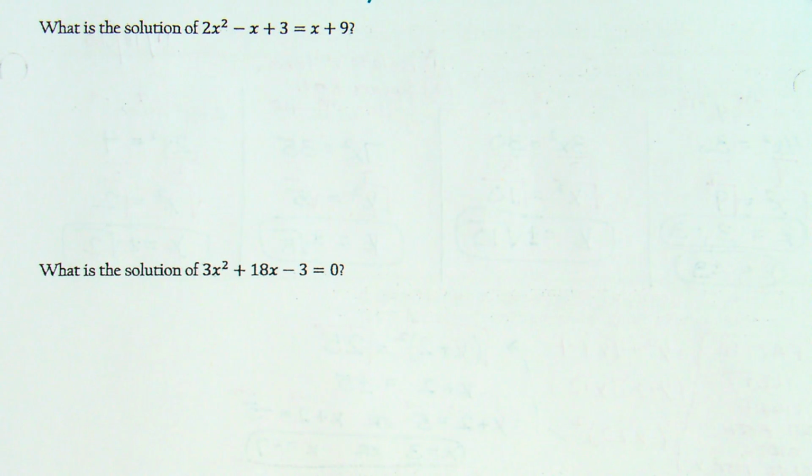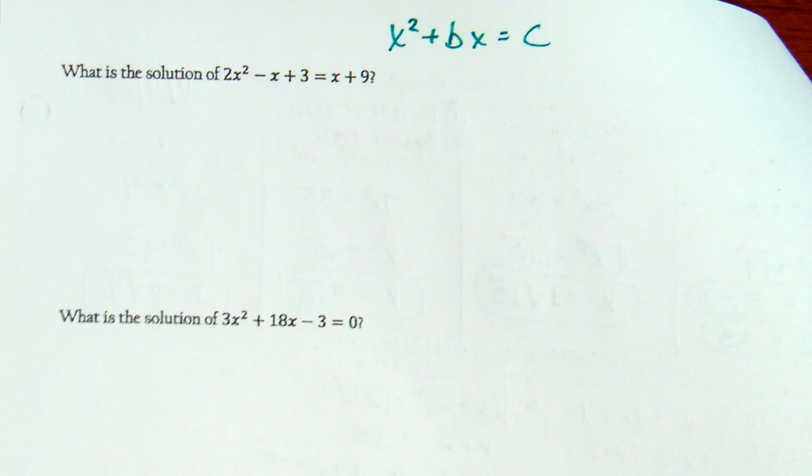Our first problem is 2x squared minus x plus 3 equals x plus 9. What was step 1 we learned yesterday? Go down to the bottom of the front side, the steps for completing the square. Rewrite the equation in the form of x squared plus bx equals c. That is our step 1.